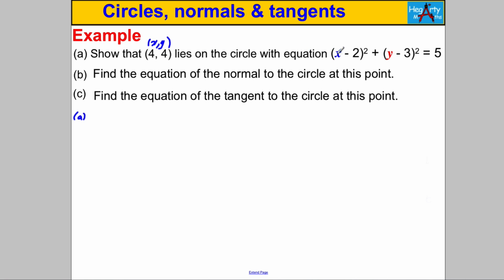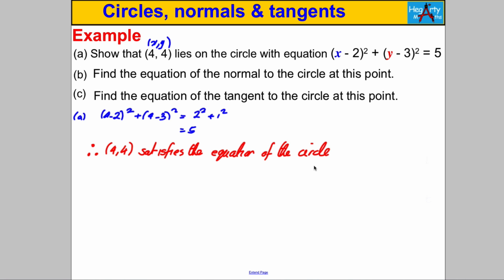If we put in 4 for x and 4 for y and we get the answer 5, then we know it does. So all we've got to do is do 4 subtract 2 all squared, add 4 subtract 3 all squared, which will be 2 squared, which is 4, add 1 squared, which is 1, and that gives us 5. And therefore it lies on the circle, so we can state that and write down the reason.